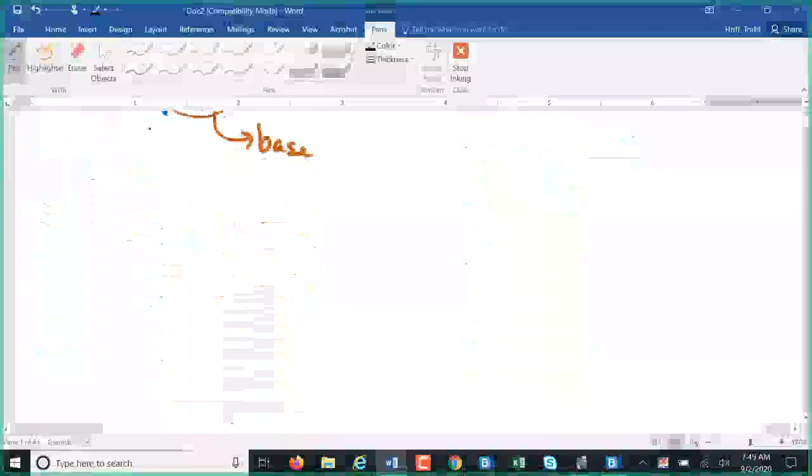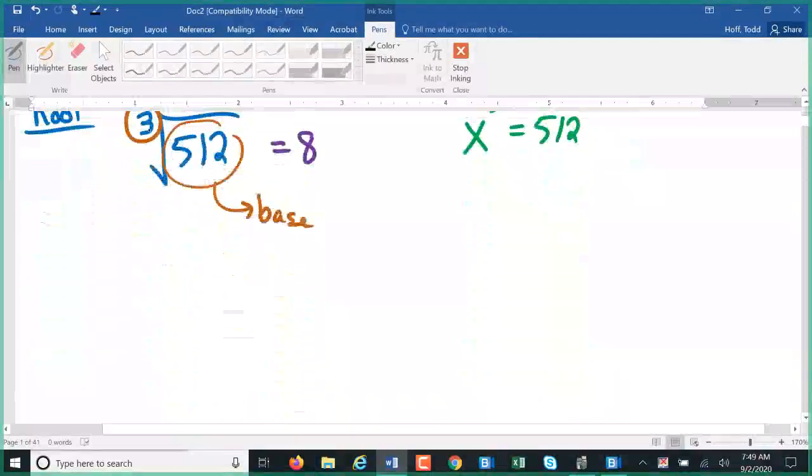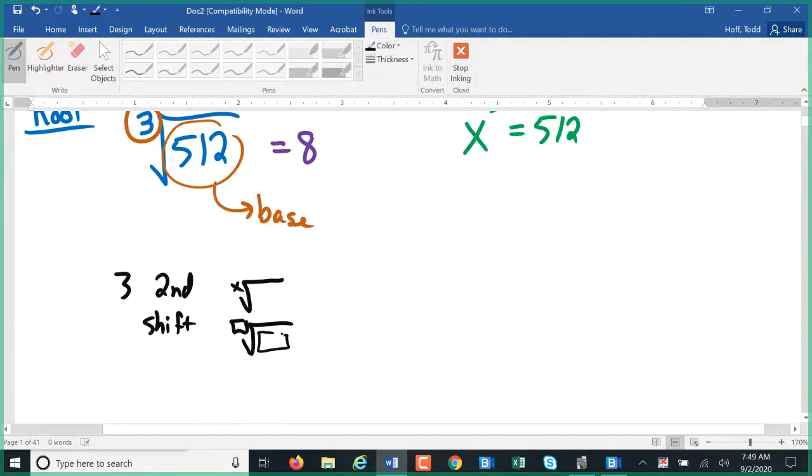Depending on your calculator, the way that key works is you enter the 3, then you have to do second or shift, depending on your calculator. And then that X root or N root key, some of you it might just be a radical with a box like that, maybe even another box inside of it. Then enter the 512. And when you hit equals, you should get 8.